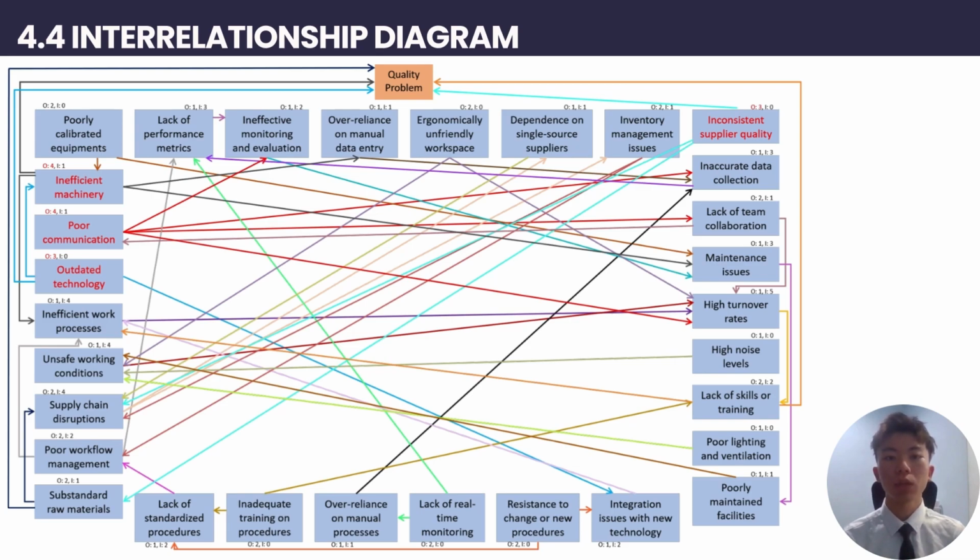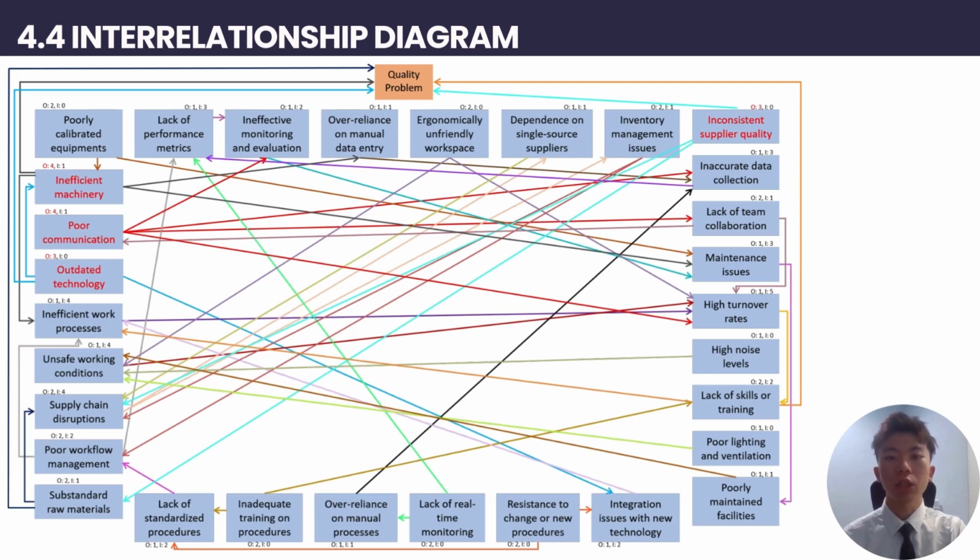Secondly, poor communication significantly affects various areas. It leads to inefficient use of machinery due to misunderstandings and errors in operation and maintenance. This also results in the lack of performance metrics and poor team collaboration, which hinders collective productivity. Moreover, it causes inaccurate data collection, leading to unreliable information for decision making.